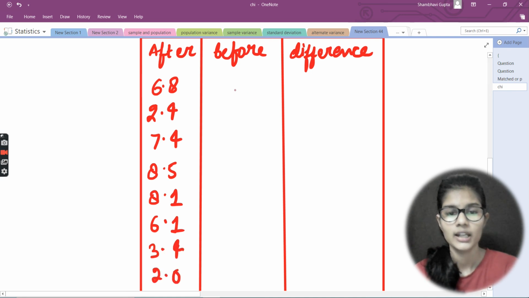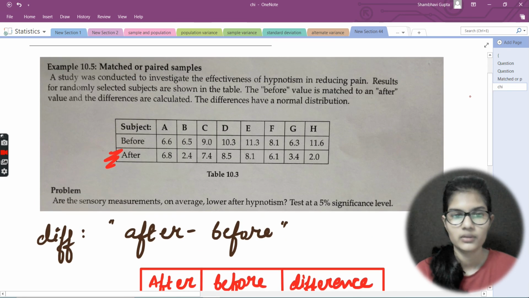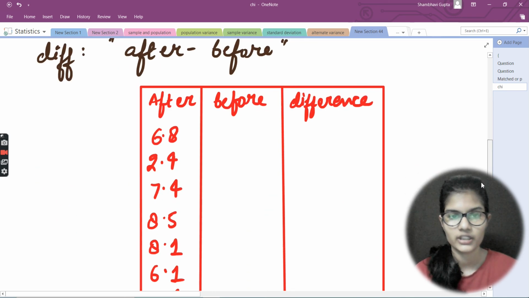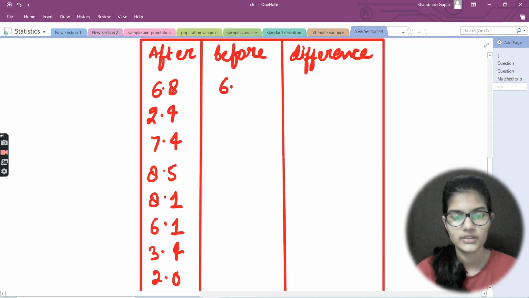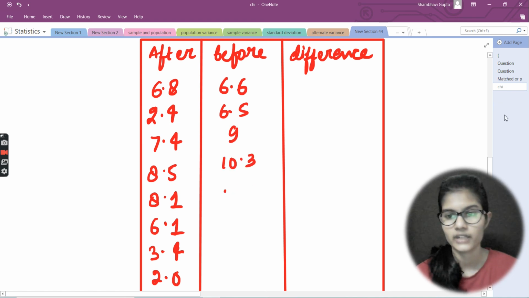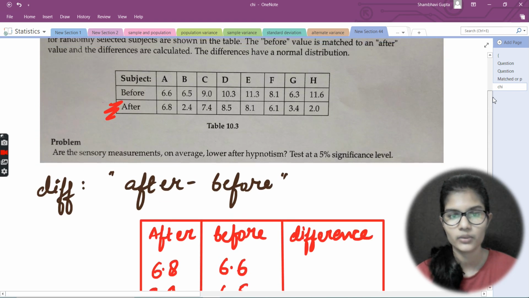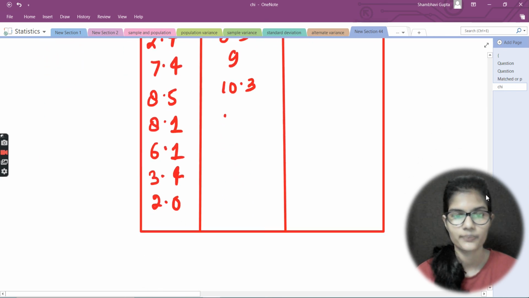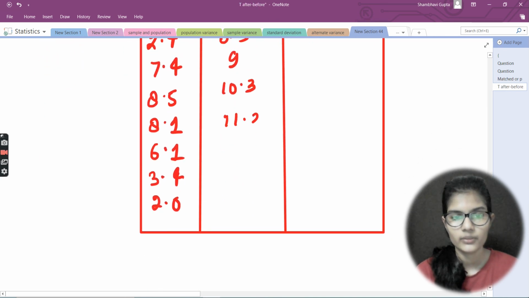What about the before values? We have 6.6, 6.5, 9.0, 10.3. After that we have 11.3, 8.1, 6.3, and 11.6.